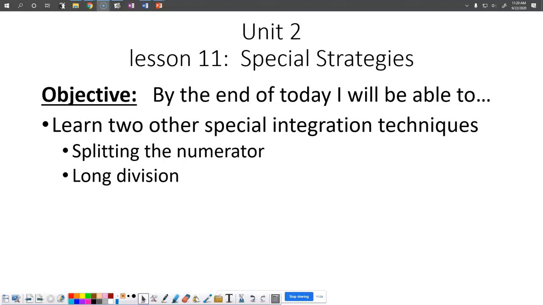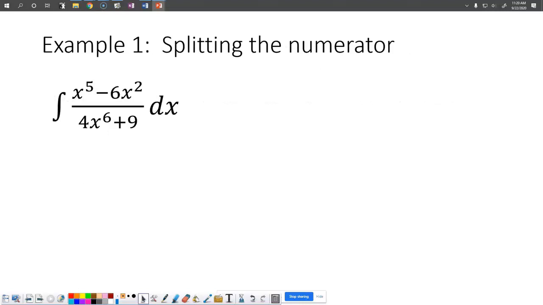We've actually already done the first one earlier in this unit, but I didn't really get you guys enough chance to practice it and focus on it enough. So that's what we'll be doing today, is spend a little more time on it. So splitting the numerator, example 1.